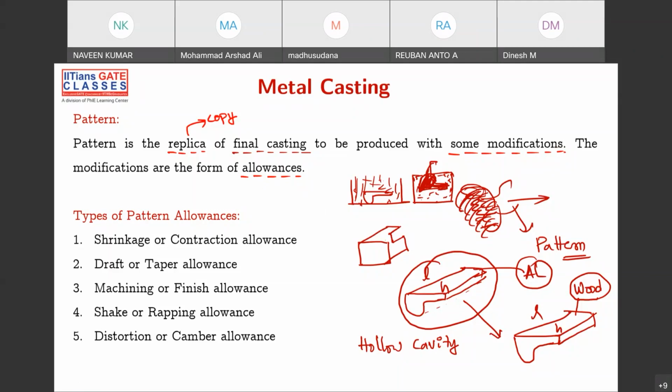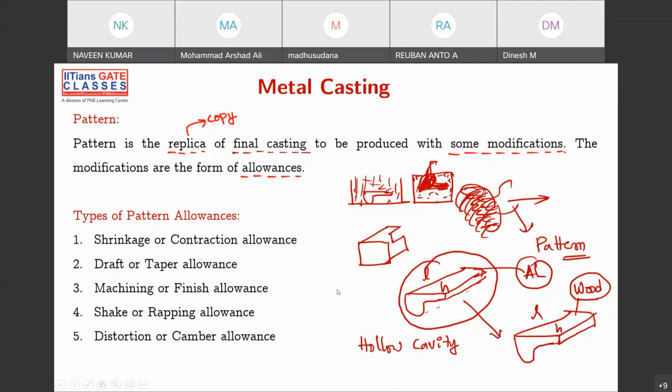If you're heating, it will get expanded. If you're cooling, it will get contracted. Or some materials, upon heating, will get contracted, and upon cooling will get expanded. There are so many problems with that. Sometimes some materials will be distorted. So there are many allowances that you have to provide onto the pattern.